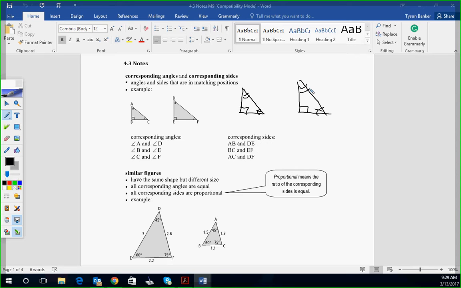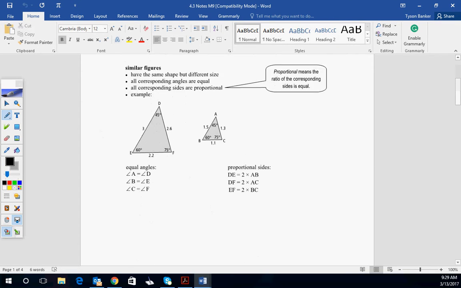So then the corresponding sides, AB, DE, we talked about that. BC, EF, AC, DF. Make sure you look at the angles and the position, because they're going to flip triangles on you, and it doesn't mean the top side and the bottom side are the same. You have to make sure that you're looking at them appropriately so that you can figure that out.